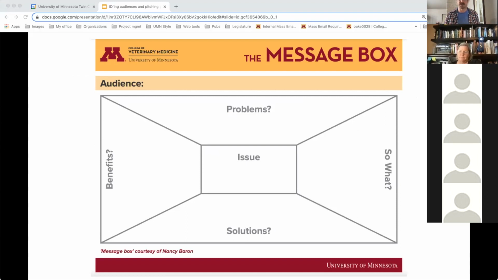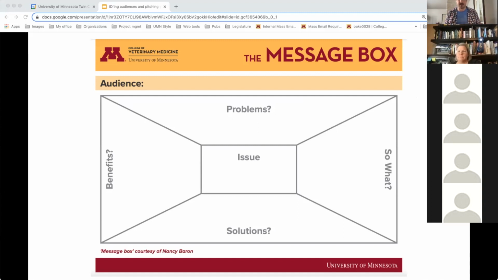So this is one example. You can find some different message box templates out in the world. This one comes from Compass Science Communication. It was developed by a name some of you might have heard of, Nancy Barron. She's Compass's Director of Science Outreach, and she's author of a book called Escape from the Ivory Tower, a guide to making your science matter.